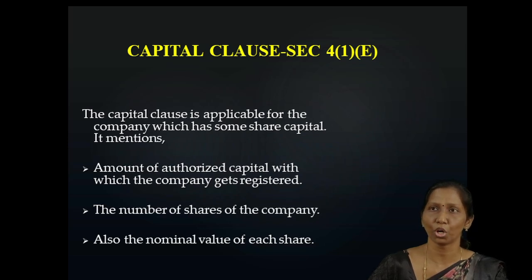If the company wants to issue 100 equity shares with the value of 10 rupees, they have to mention how many shares and how much is the nominal value of the share. So everything should be mentioned: how many preference shares and how many debentures they are going to issue. Everything should be mentioned in this clause.